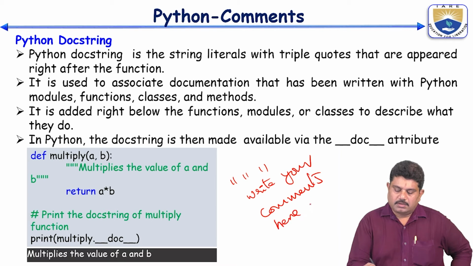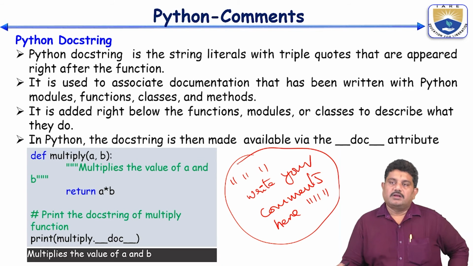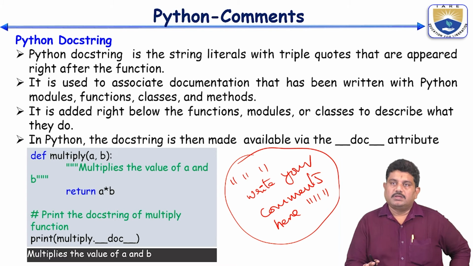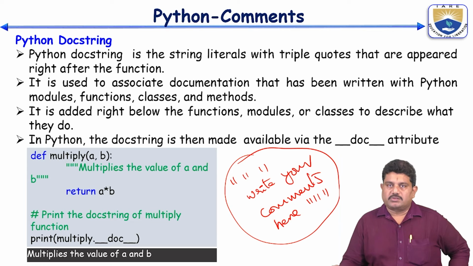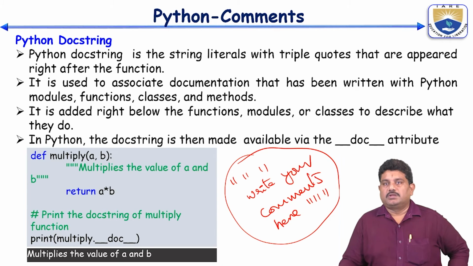And then end these double quotes like this. So this string is treated as a docstring. A docstring is nothing but something which explains the code. After writing any function or any module, immediately after that module or function, you can write this docstring which explains that function or module. So it is a description of that function or module.